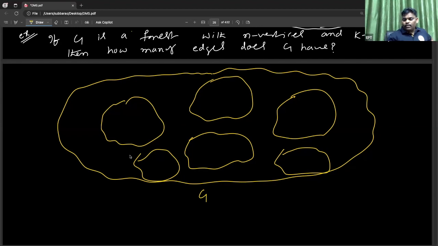Read properly. I drew the diagram also. Can you find out k, the number of connected components? What is the k value? 6. Yeah. And one more. See this one.